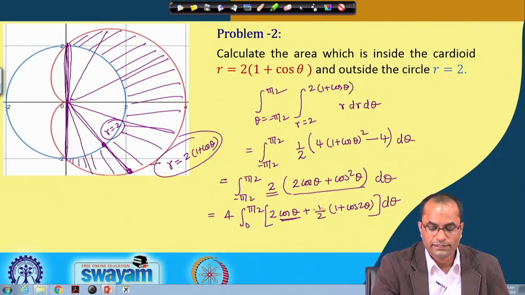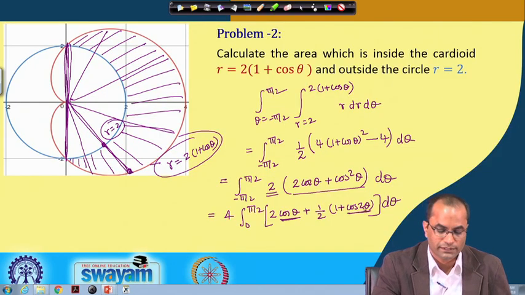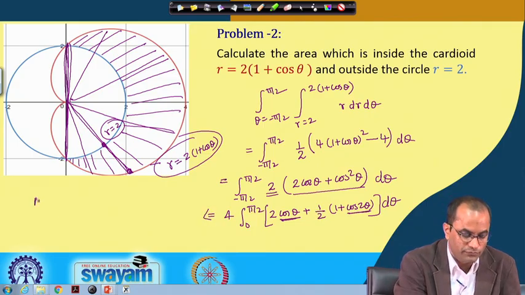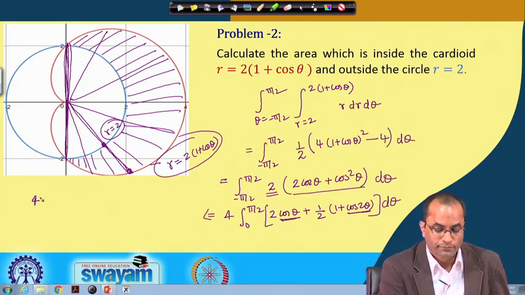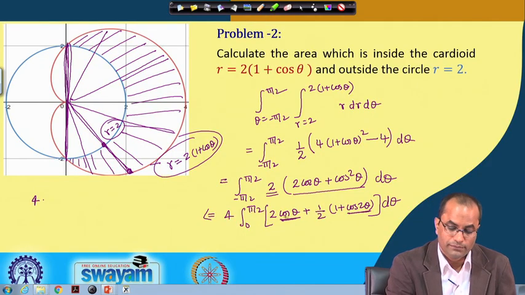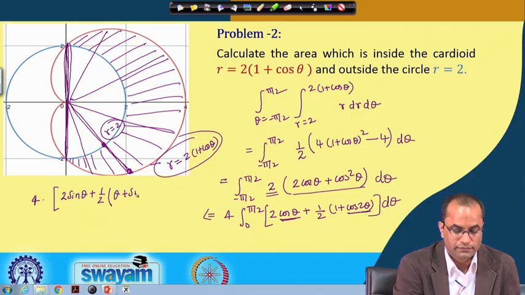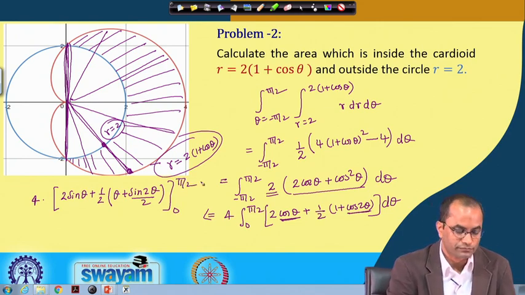So, we have the sine term here, and here also we will have the sine term. If we compute this now, we will get 4 times, with the limits, 2 sin theta plus half theta, plus again sin 2 theta by 2, and then the limits 0 to pi by 2.